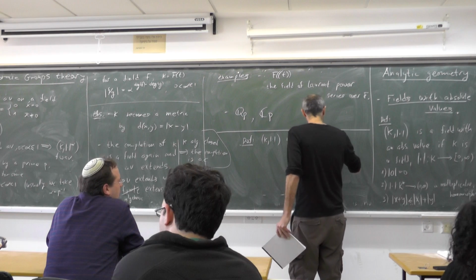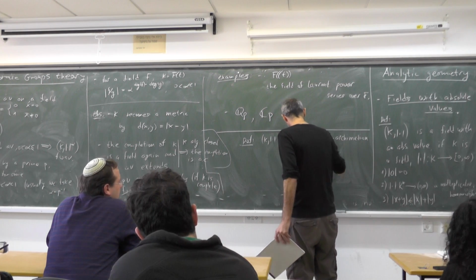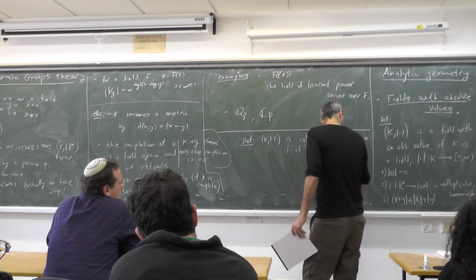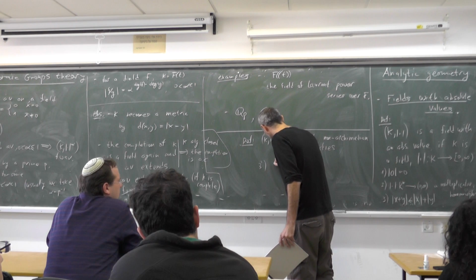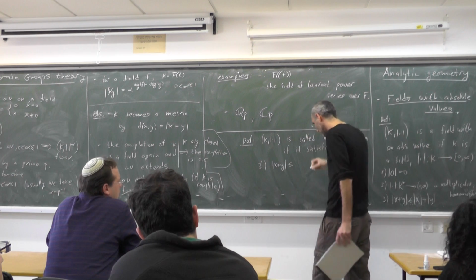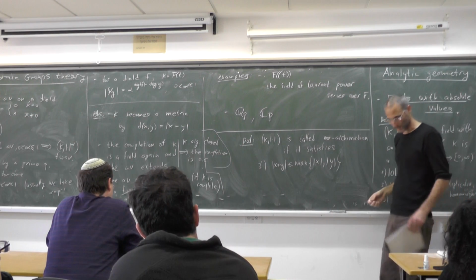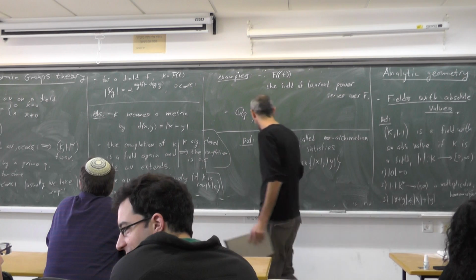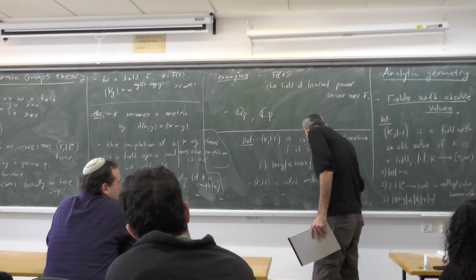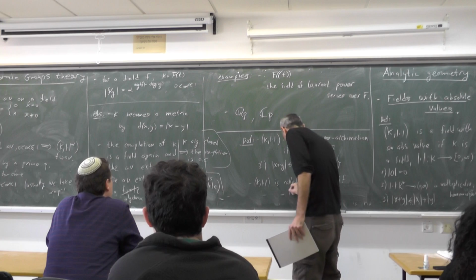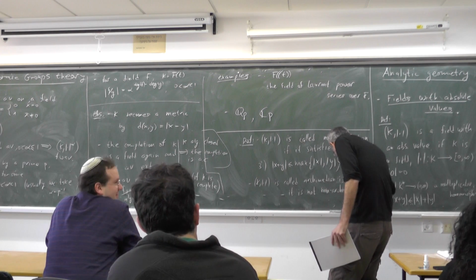This guy is called non-Archimedean if it satisfies, instead of this, the axiom P prime: the absolute value of x plus y is smaller than or equal to the maximal among the absolute values of x and of y. And this is called Archimedean if it is not, as usual with the unfortunate definitions by double negations.